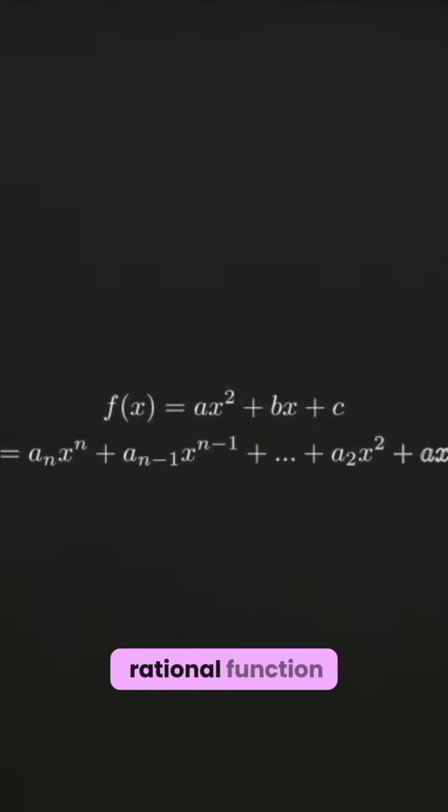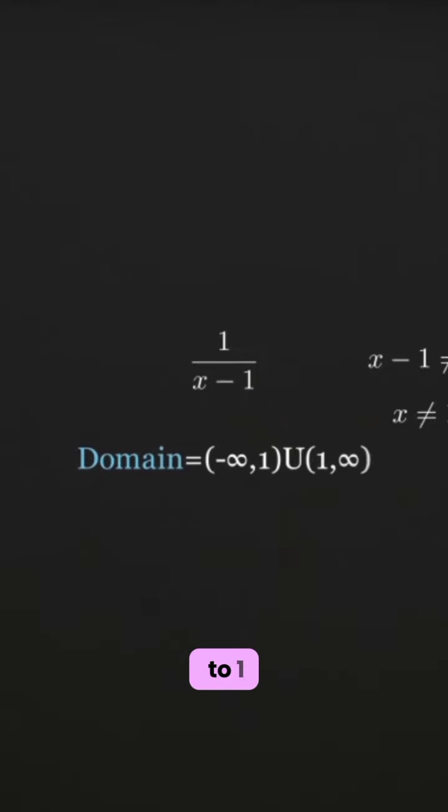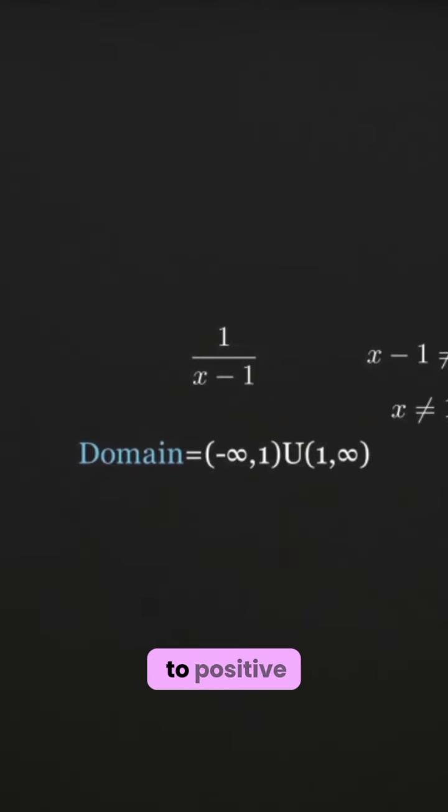Now let's take a rational function, 1 over x minus 1. Since we can't divide by 0, we put the denominator not equal to 0 and we get x not equal to 1. So the domain of this function is all real numbers except 1, right? And we can write it as minus infinity to 1 union 1 to positive infinity.